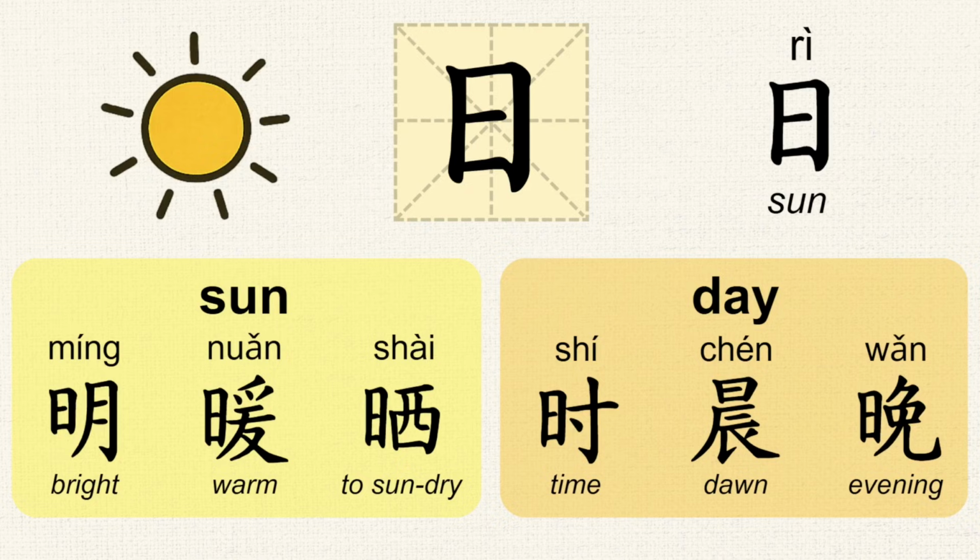As you can see, the meaningful radical in this case is usually positioned at the left or at the top of the character. The right part of the character is usually just responsible for how the character is pronounced.